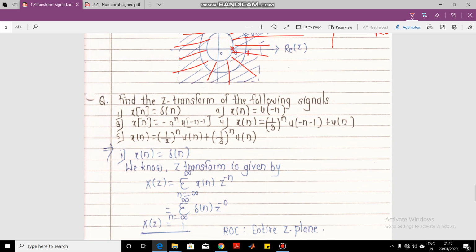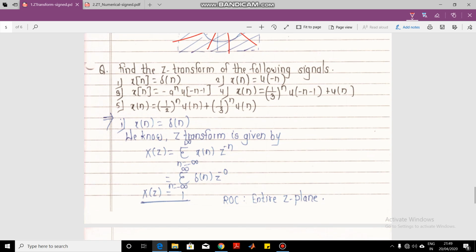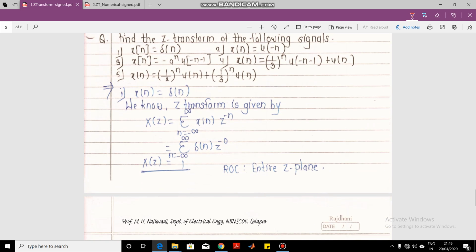Now let us see a similar type of numerical. Suppose we want to find the Z transform of del of n, which is a fundamental signal. So substitute this into this formula. Now as per the definition, del of n is equal to 1 for n equal to 0. It exists only for n equal to 0. For other values it is 0.